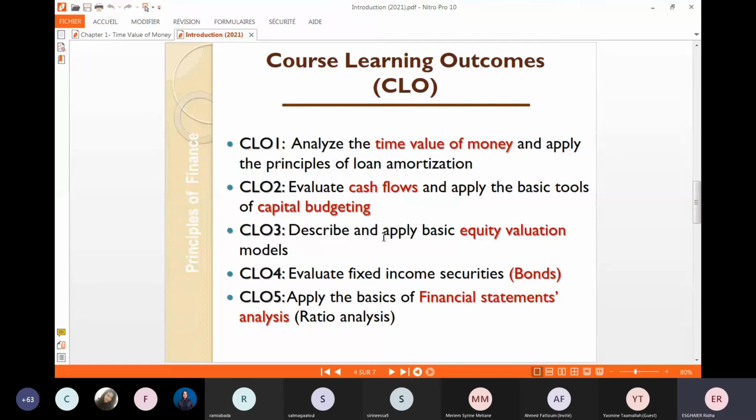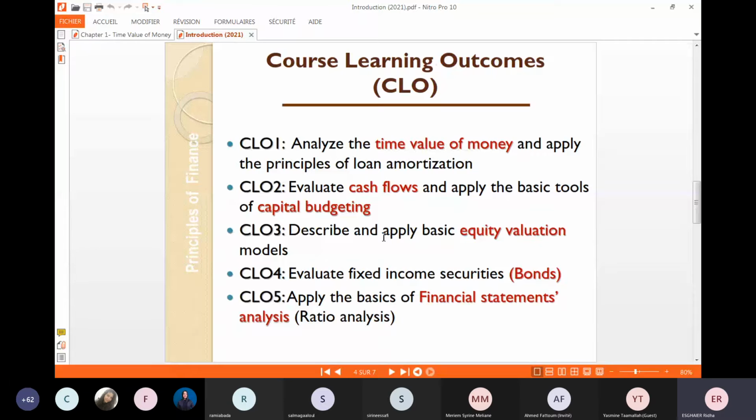Also, you should be able to apply the basics of financial statement analysis. You should be able to analyze the financial situation of the company based on the available financial statements like the income statement and the balance sheet of the company. This is why you should have validated your financial accounting course to be able to add this to the principles of finance course.